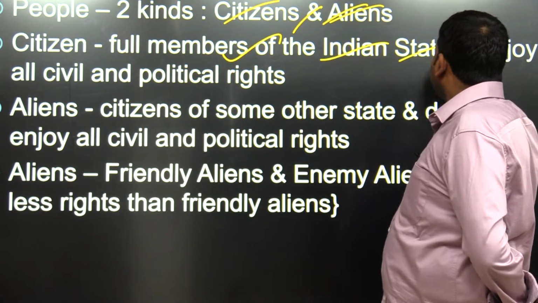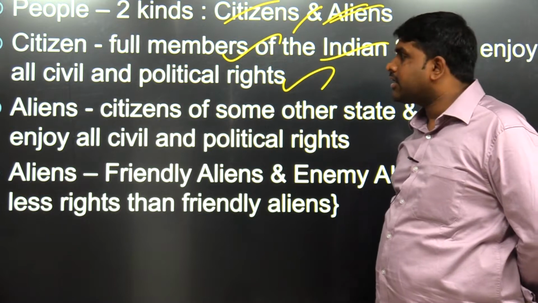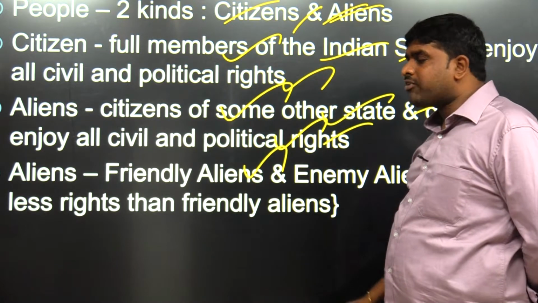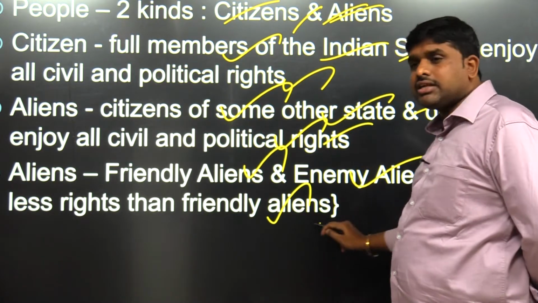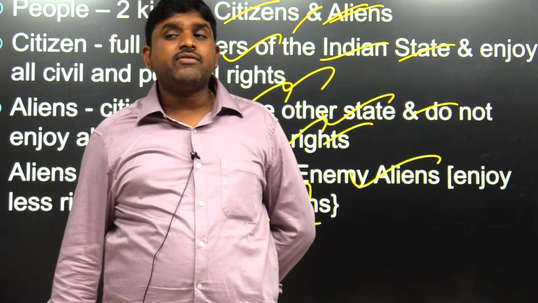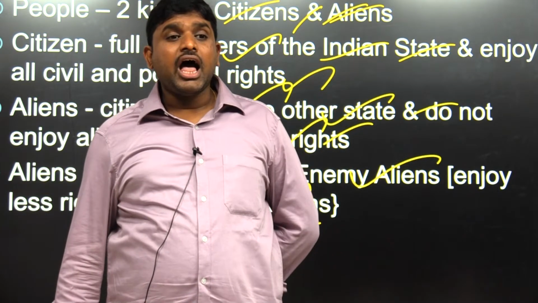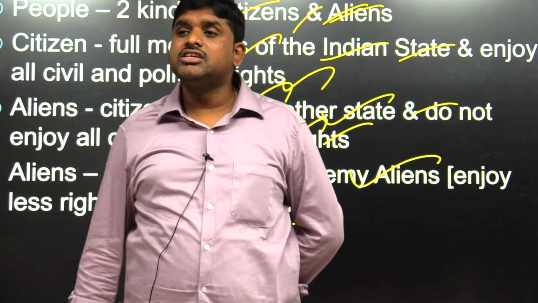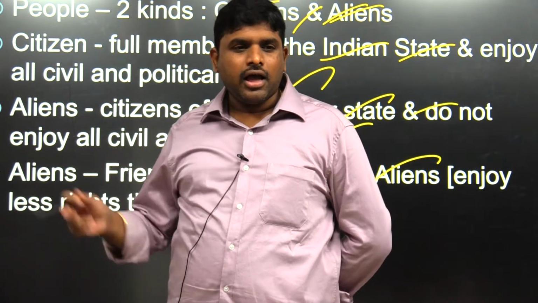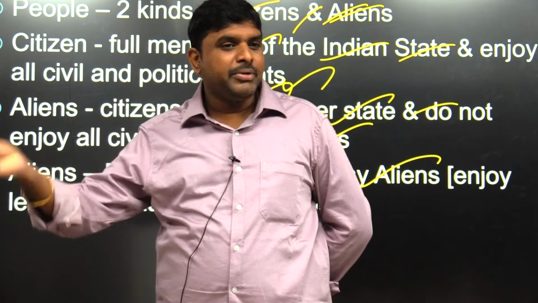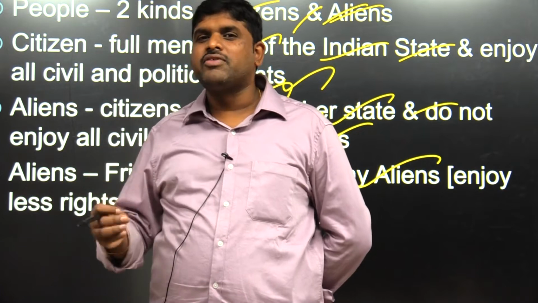Citizens are full members of the Indian state and enjoy all civil and political rights. Aliens are citizens of some other states and do not enjoy all civil and political rights. Enemy aliens enjoy fewer rights than friendly aliens. What is the lesser right? Any enemy alien coming to India first needs to go to the immigration center. Then wherever he is going to stay in India, he needs to go to the local police station and register, saying I am an enemy alien, I came, have an eye on me. He should voluntarily go and submit to the local police station: I am coming from Afghanistan, I am coming from Pakistan.